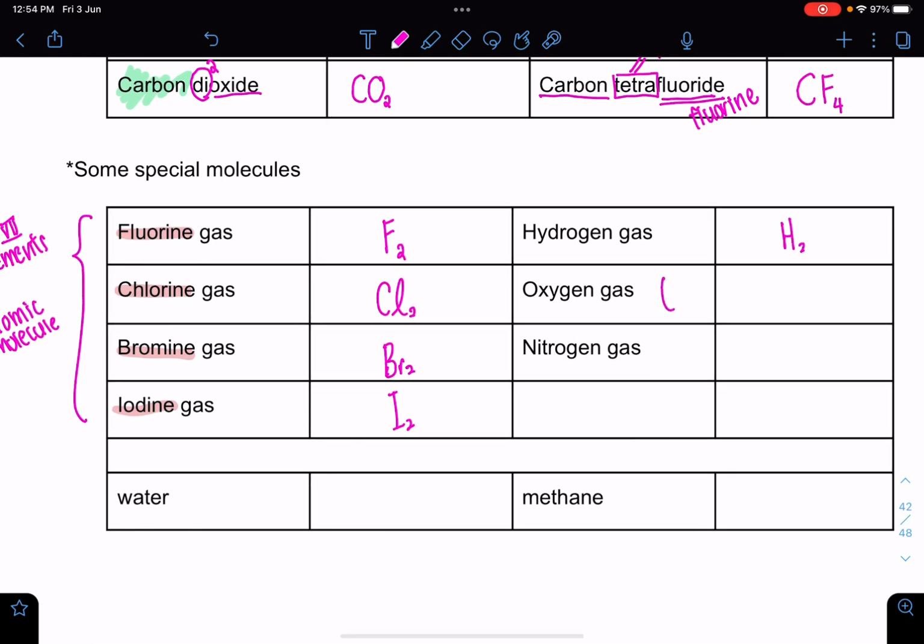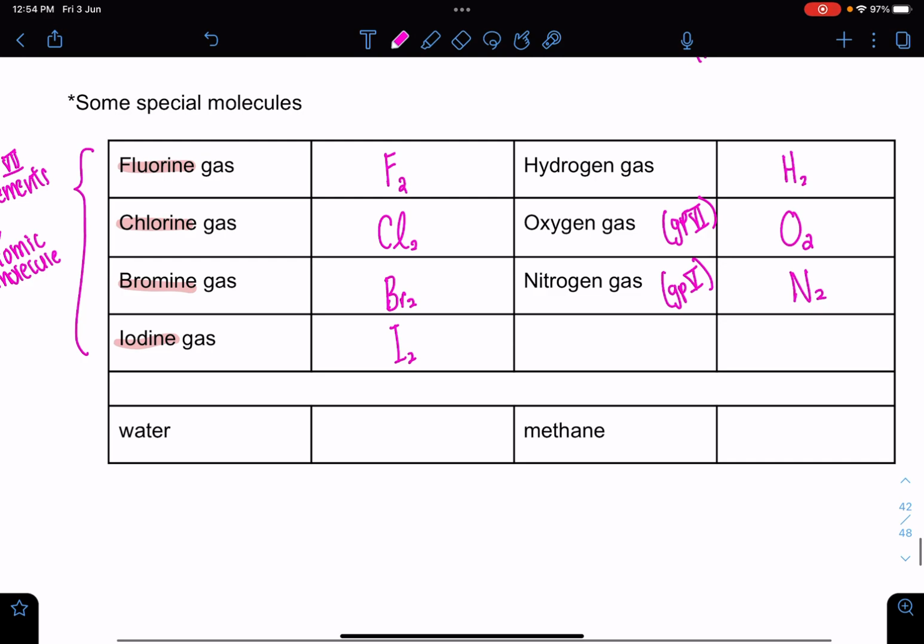Oxygen gas, even though oxygen is in group 6, is also a diatomic molecule. Nitrogen gas, from group 5, is also a diatomic molecule. So simple. Most of the gases that we approach in chem are all diatomic. Okay. Lastly, there are some special molecules like water. Water, you have to memorize its chemical formula, but it shouldn't be too difficult.